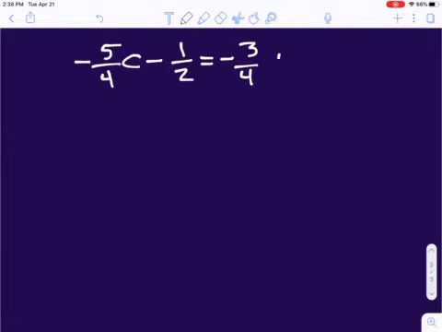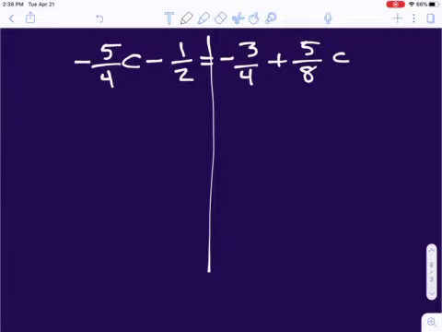So let's look at an example using fractions. The example we are going to use, and I didn't have this typed up because they're really messy to type up, is negative 5/4 c minus 1/2 equals negative 3/4 plus 5/8 c. First thing we've got to figure out here is we're going to draw our fence.